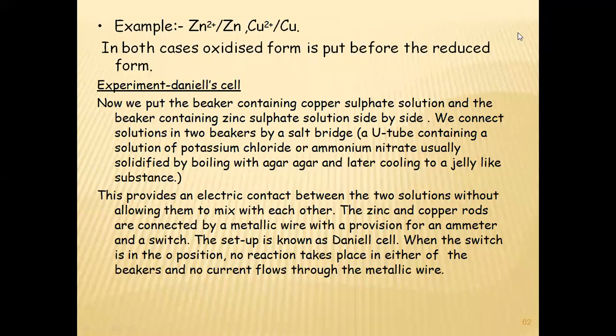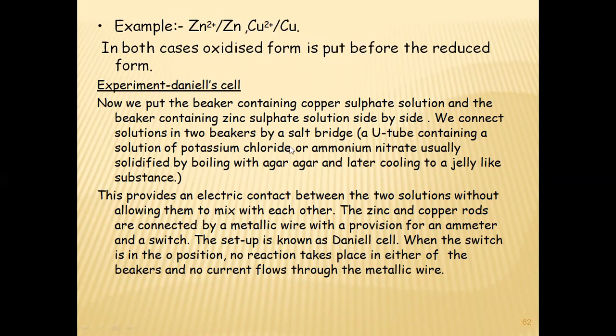Let's start with the Daniell cell. Now we put the beaker containing copper sulfate solution and the beaker containing zinc sulfate solution side by side. In one chamber we have copper sulfate solution, and in another chamber we have zinc sulfate solution. We connect the solutions in the two beakers by a salt bridge, or a U tube containing a solution of potassium chloride or ammonium nitrate, usually solidified by boiling agar-agar and later cooling to a jelly-like substance. Note it down. This is the composition of your salt bridge.